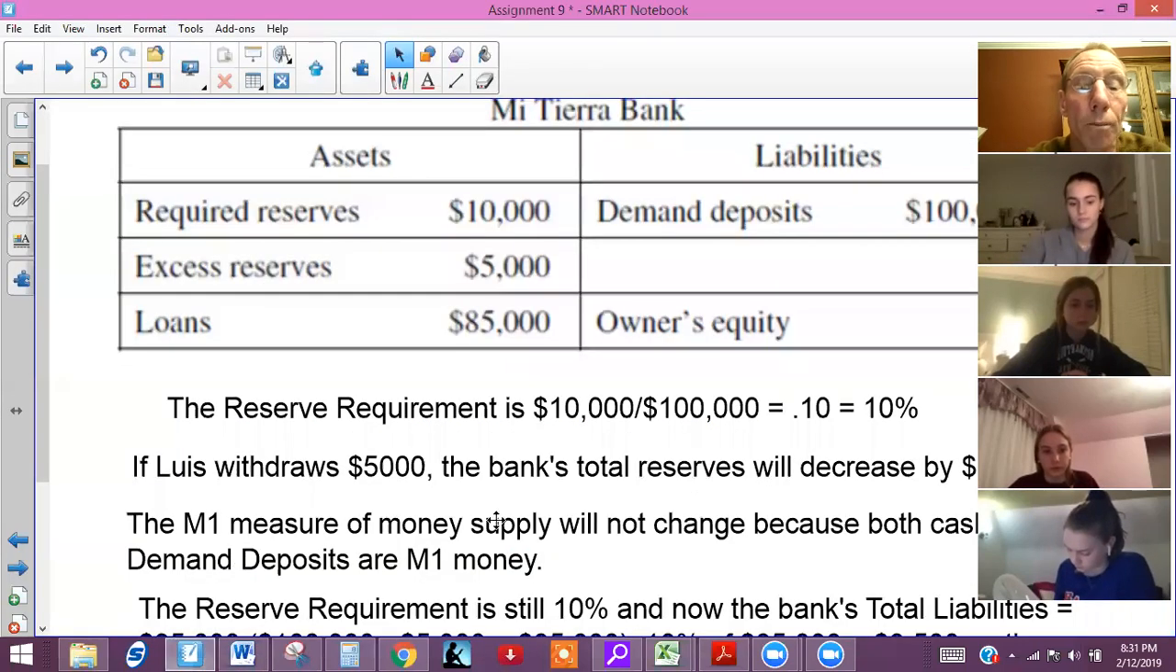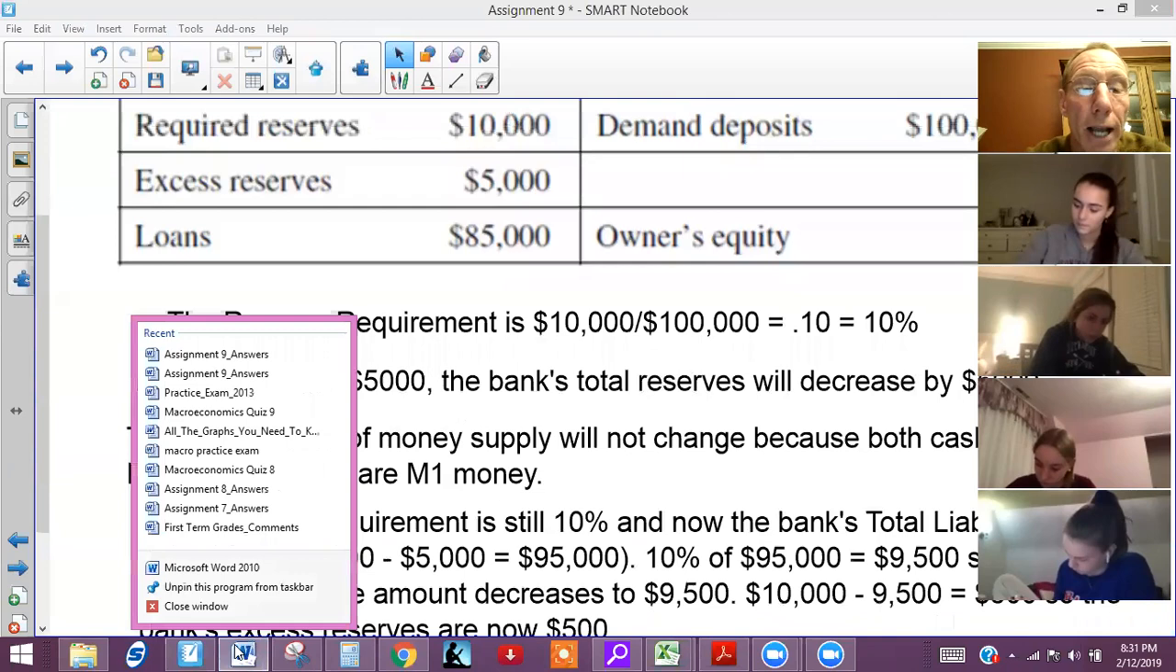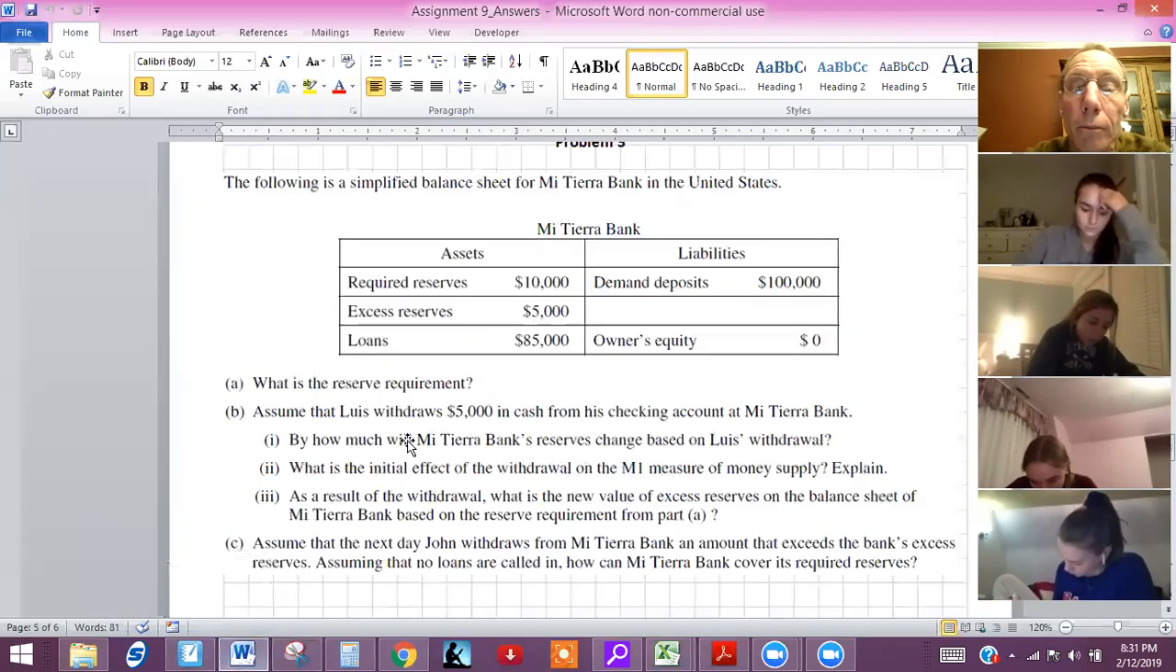Sorry about that. So if Lewis withdraws 5,000, his total reserves will decrease by 5,000. So the question that they actually asked you was, well, let me make sure. Yeah. So the reserves will change by 5,000. Okay. Because that's going to, once again, come out of their reserves right there. So that's going to go down to 0.